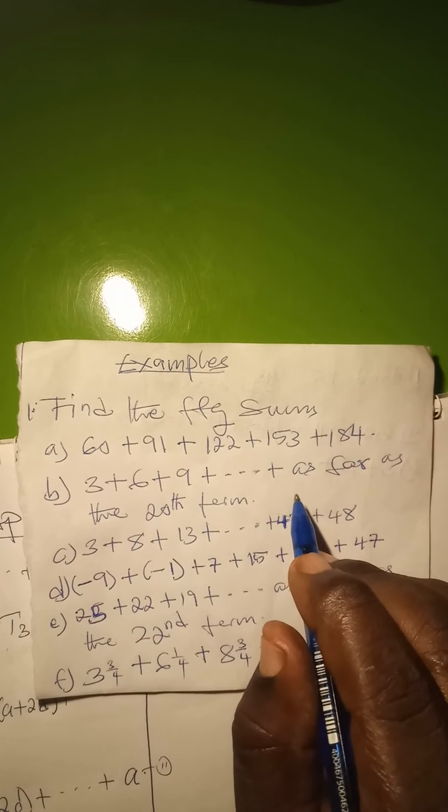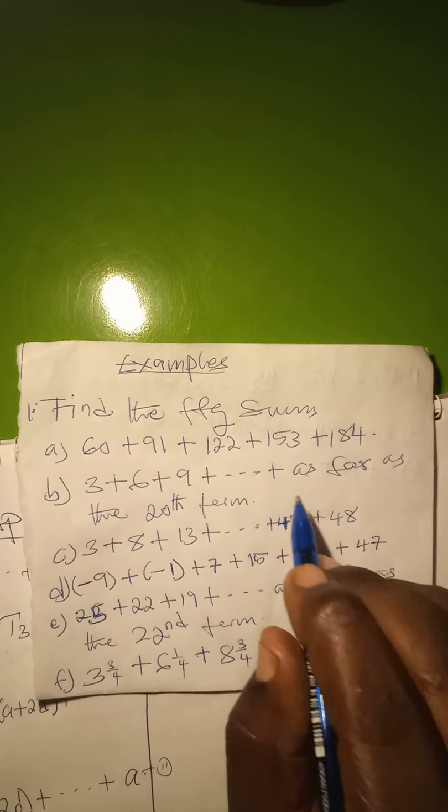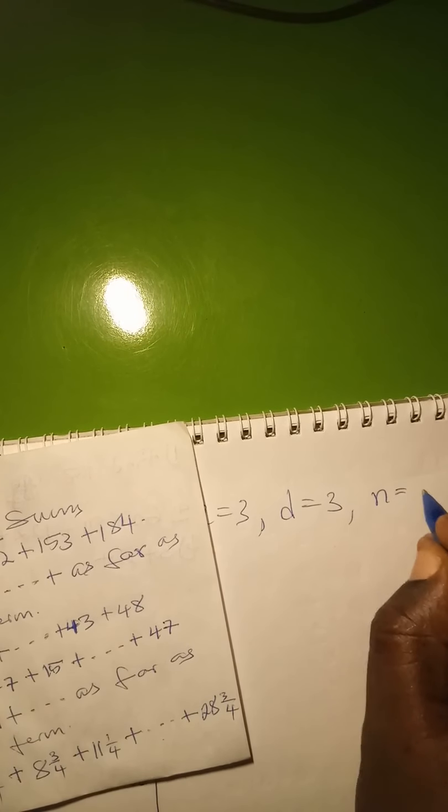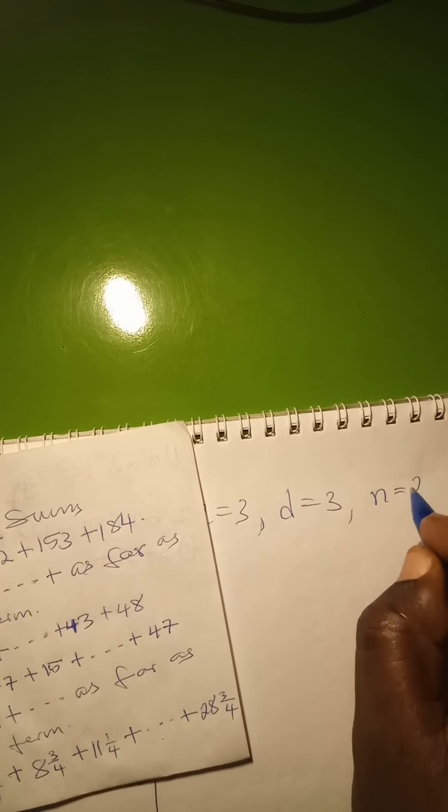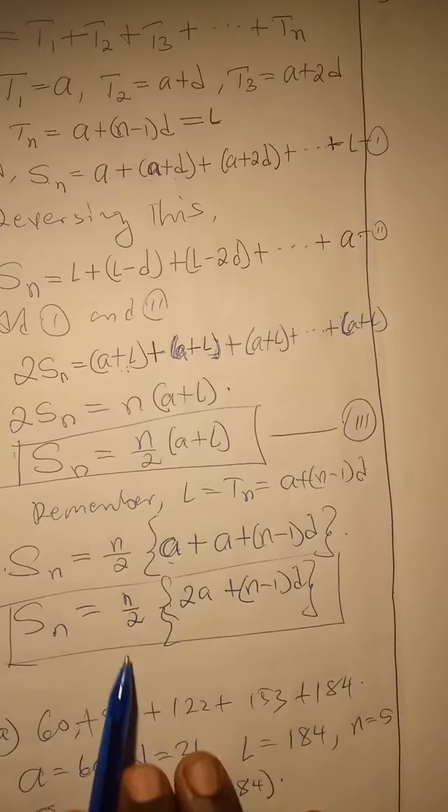Then the number of terms, is it given? No, but we are told that as far as the 20th term, that means n has to be 20. So that suggests that we cannot use this first formula. We can only use the second formula, right?